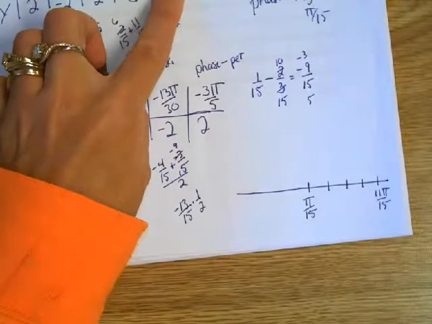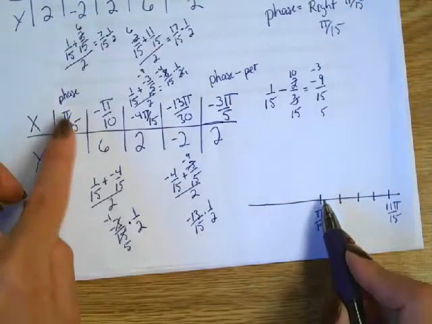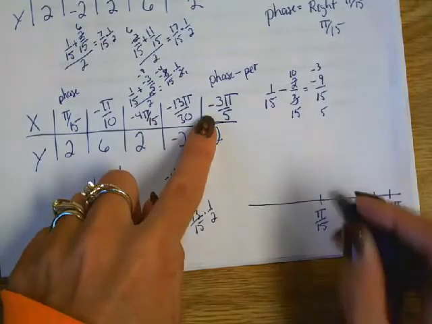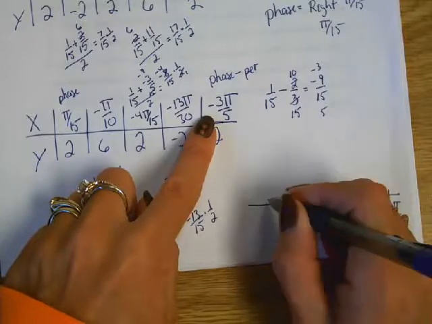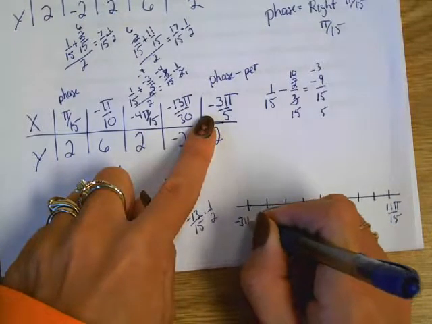I'm not going to put the y-axis in yet. You're going to tell me where it is in a minute. Now the second table starts at the pi over 15, and I need 4 tick marks to the left to represent these 4 values. So this is negative 3 pi over 5.